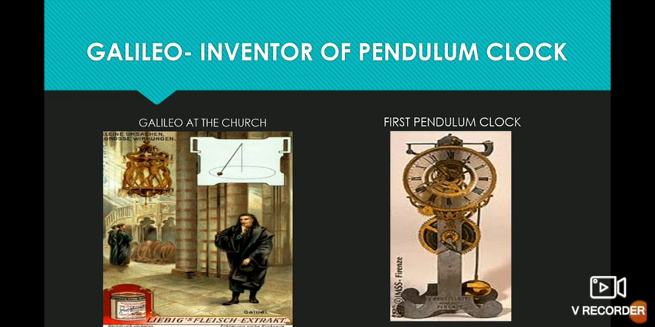Okay, so on the right you can see a very old pendulum clock, perhaps not the world's first pendulum clock, but a very old pendulum clock. So these were the first modern clocks that humans built.